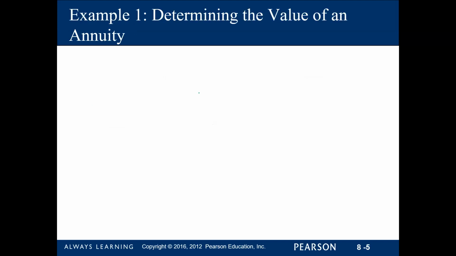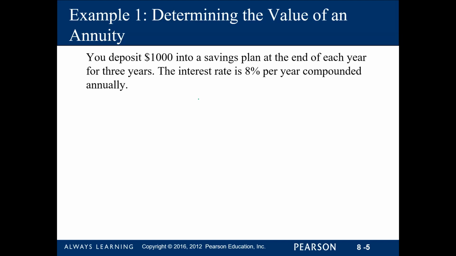All right. So let's have a step-by-step explanation of how an annuity works, okay? So let's say you deposit $1,000 into a savings plan at the end of each year for 3 years. The interest rate is 8% per year compounded annually, okay?